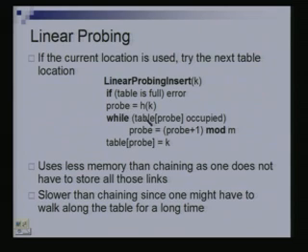If this place is occupied, if there is some element sitting here, then what do I do? I just go to the next location. So probe is incremented by 1. And then I once again check if it is occupied. If it is occupied, then I increment again. And I go on and on till I find an empty location. At that point, I will put the element k. So this is the guiding principle.